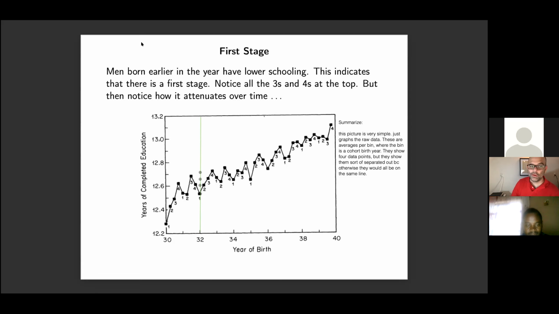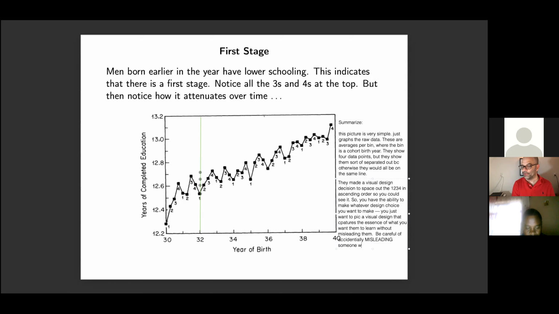So they made a visual design decision to space out the 1, 2, 3, 4 in ascending order so you could see it. You have the ability to make whatever design choice you want to make. You just want to pick a visual design that captures the essence of what you want them to learn without misleading them. Be careful of accidentally misleading someone with a picture. Okay? That's all I want to say.